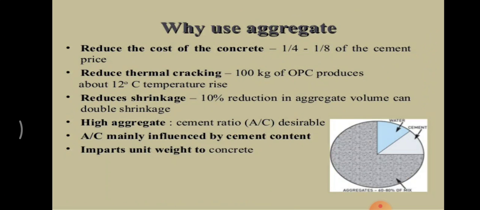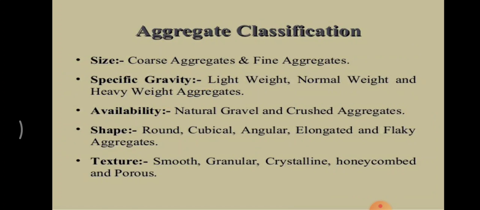Why use aggregate? It reduces the cost of concrete, being 1/4 to 1/8 of the cement price. It reduces thermal cracking: 100 kg of OPC produces about 12 degrees centigrade temperature rise. It reduces shrinkage: a 10% reduction in aggregate volume can double shrinkage. A high aggregate cement ratio is desirable. Aggregate cement ratio is mainly influenced by cement content. The last one is that it imparts unit weight to concrete.